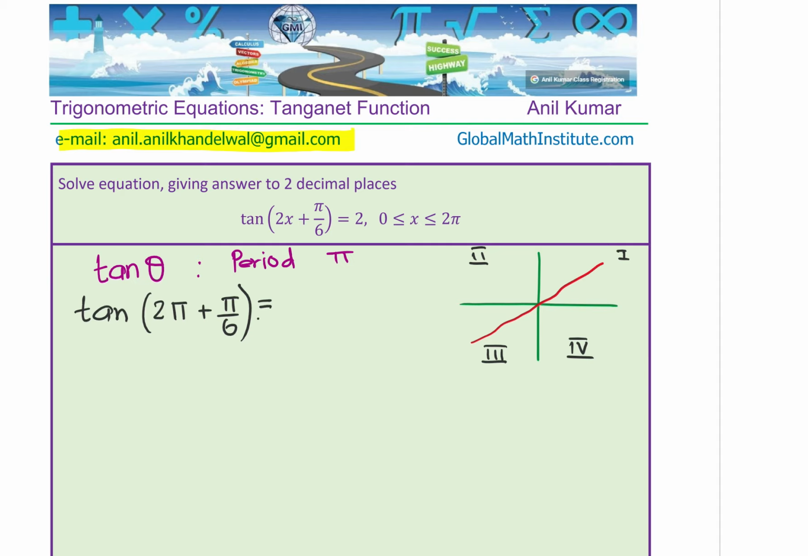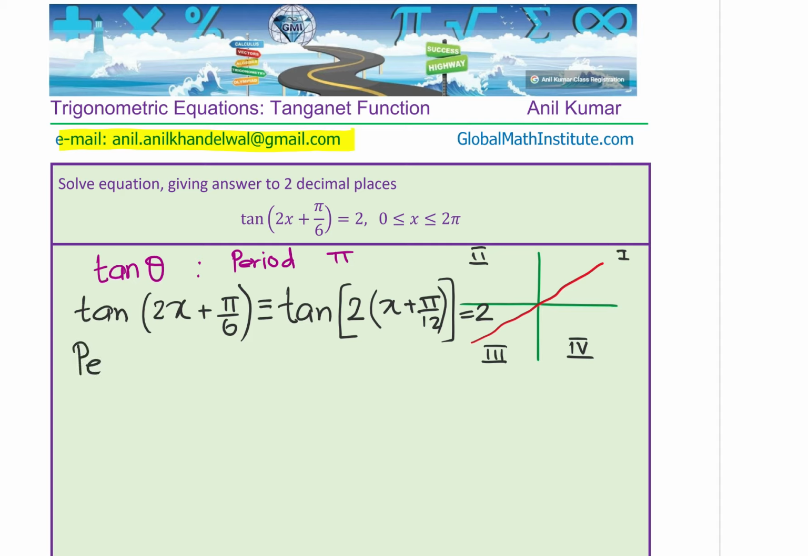This could be written as tan of, it is always good practice to factor out 2. Sorry, 2x it is. So now you get tan(2(x + pi/12)), clear? So that is your tan function, and that is equal to 2. Perfectly fine. Now what is the period of this function?